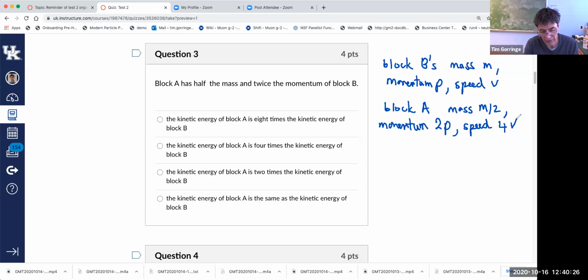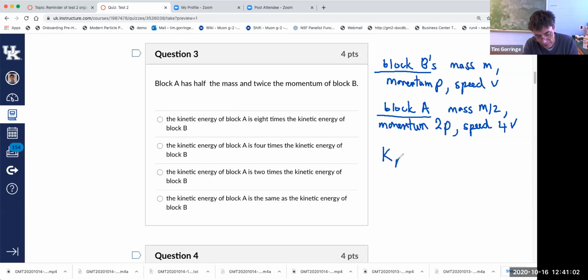You can see that from the definition of momentum. If the momentum is twice as big and the mass is only half as big, the speed must be 4 times as big. So 4 times the speed times half the mass gives twice the momentum. This little summary is basically what we're told about the relative masses, momenta, and speeds of blocks A and B.